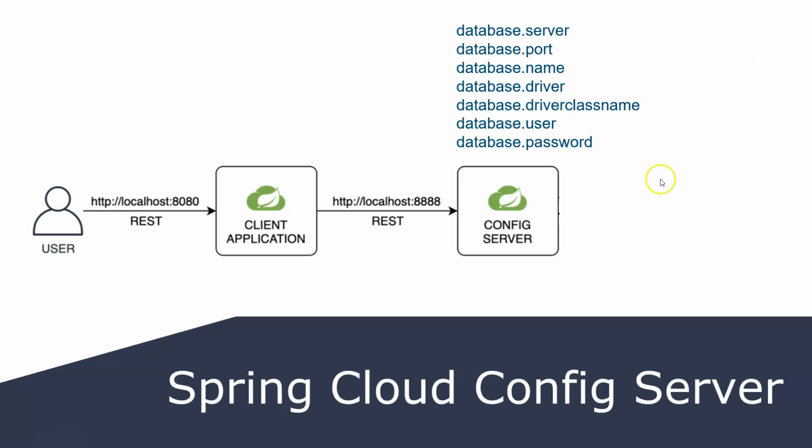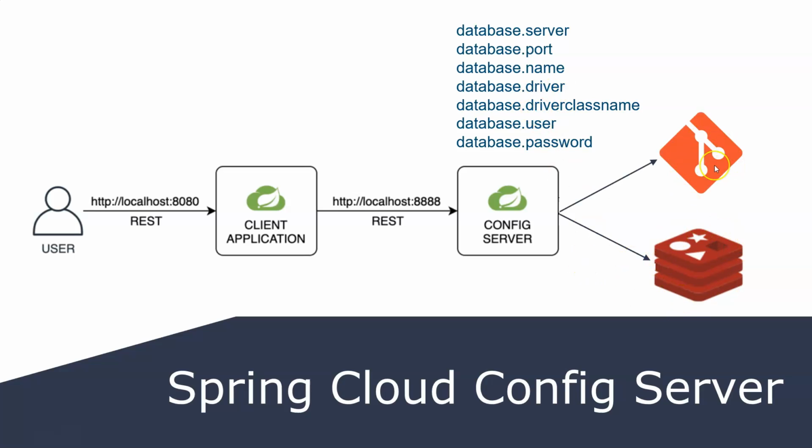So what config server does is it stores all your properties either in a Redis cache or in a Git repo. So you can put all your properties in a Git repo. Config server can communicate with the Git repo using something called webhook. So whenever you make any change in your Git repo, we have something called webhook. It will let your config server know that there is some change that happened in the Git repo.